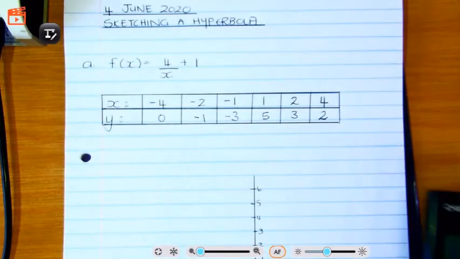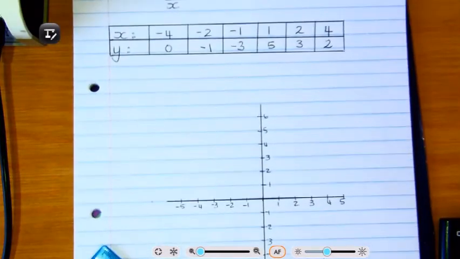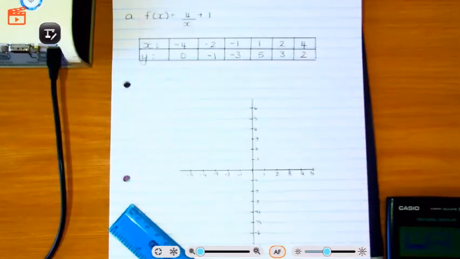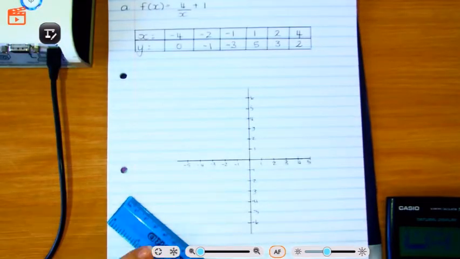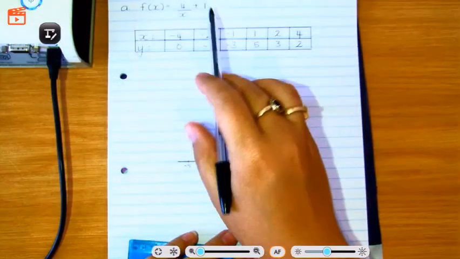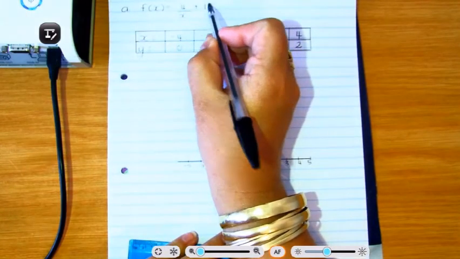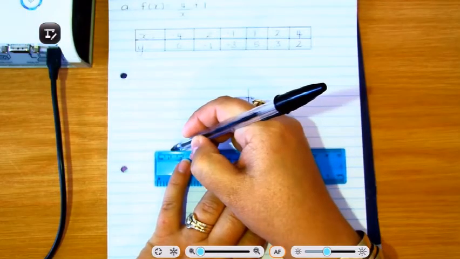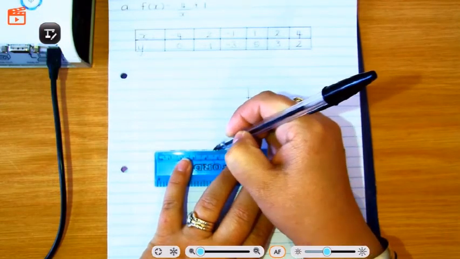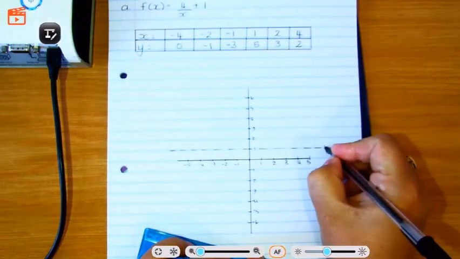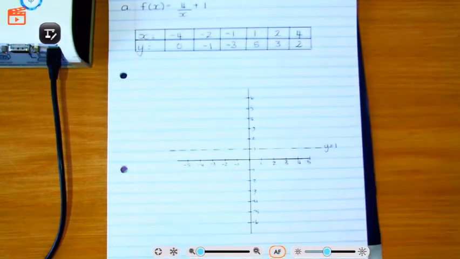Okay, so now I have my coordinates, and from there I'm going to draw my hyperbola. The first thing I'm going to do before I draw my hyperbola is I'm going to put in my asymptote, and we can see that my q value is positive 1, which means my asymptote is there. So all I'm going to do is draw a dotted line, and I'm going to label it y is equal to 1, and that is my asymptote. Remember, it's a line that the graph can never touch.